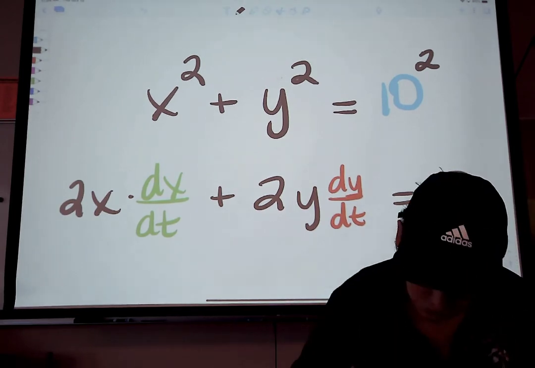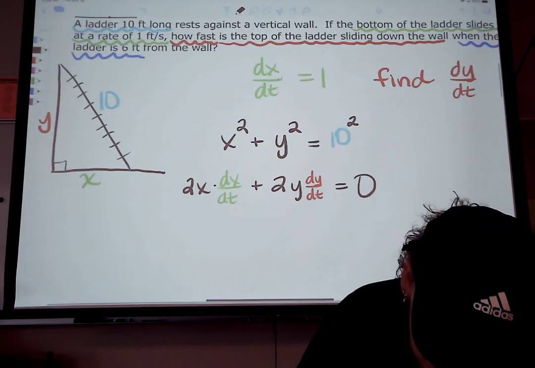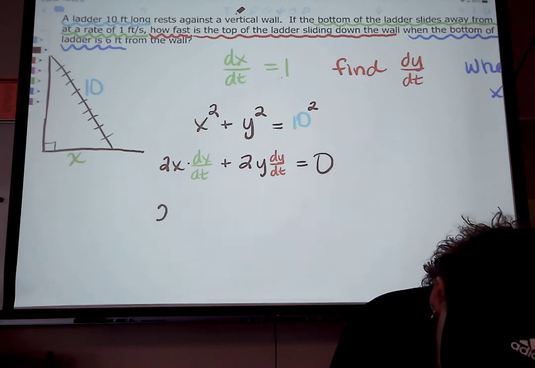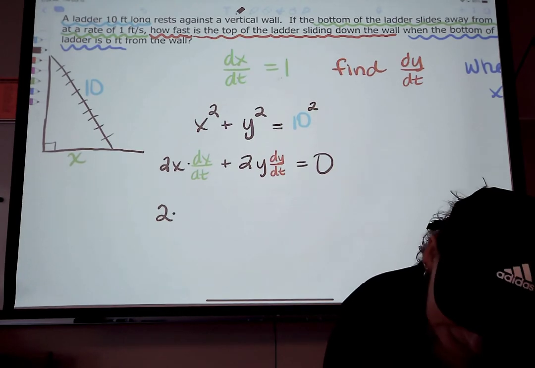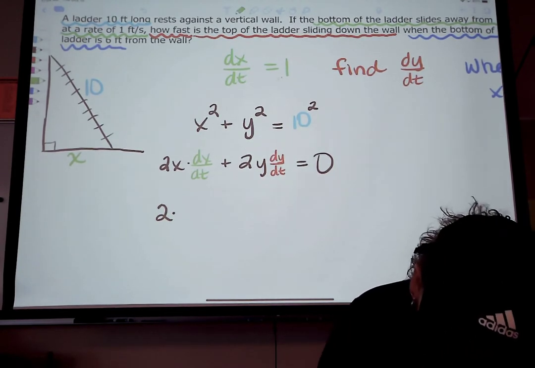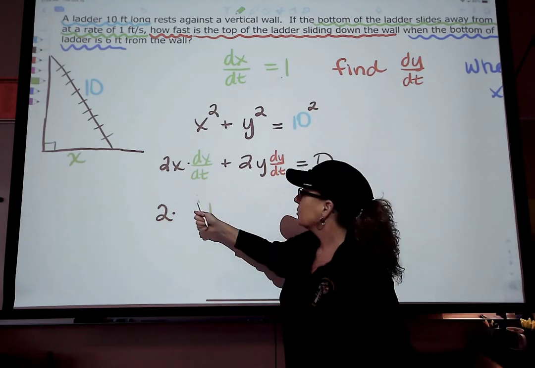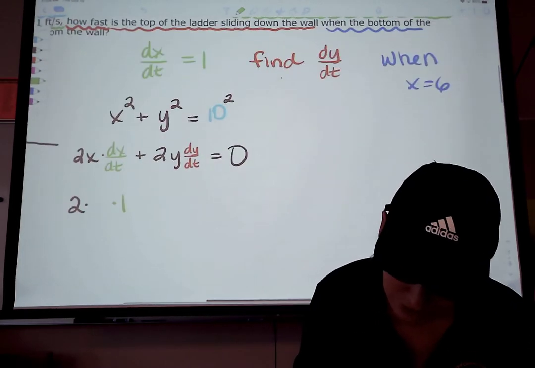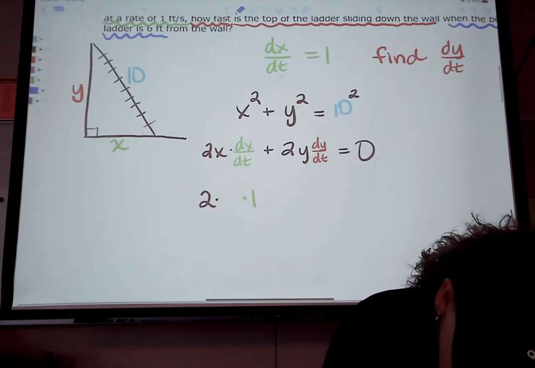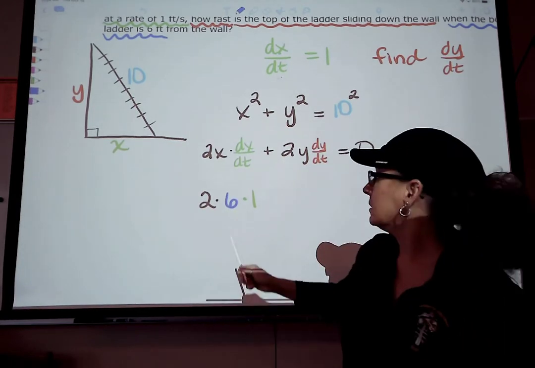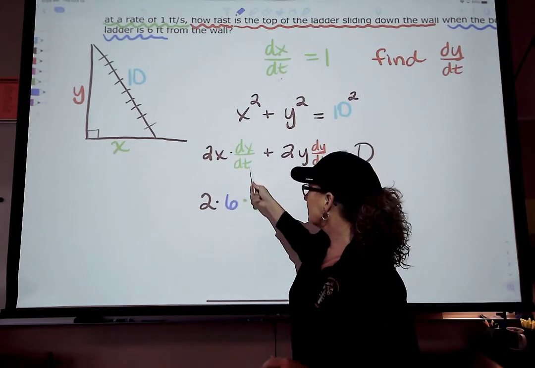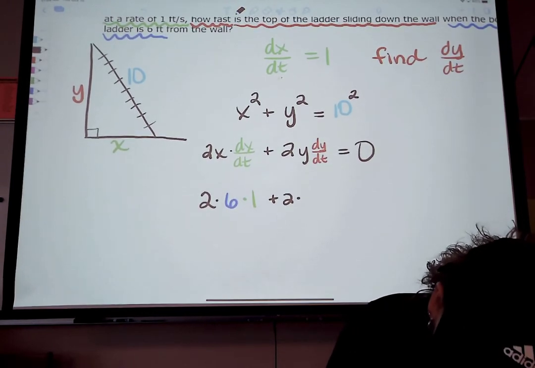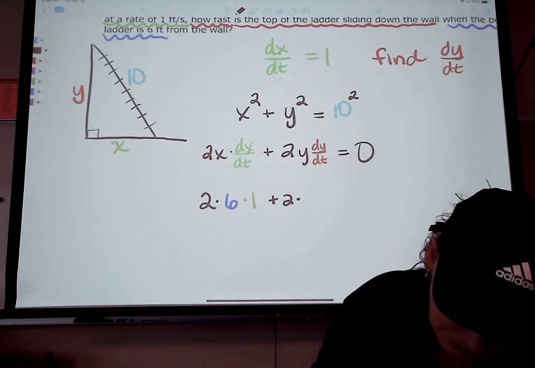Okay, so let's figure out what we can sub in. Well, the 2 is going to stay a 2. And dx/dt, do we have that? Ooh, we do have that. I got that. Do I have an x? Yes, I do. It said at the moment that x is 6, so I'll put that in. All right. So 2, x is 6, 1, plus 2 times y. Oh, I don't have a y.